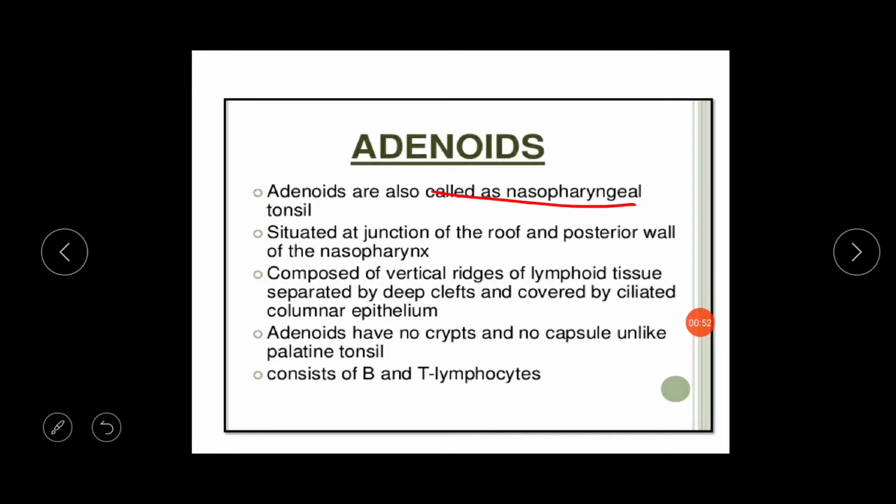Adenoids have no crypts and no capsule like the palatine tonsil. We will talk about the palatine tonsil in another lecture. Usually the palatine tonsils, which are present in the oropharynx, have deep crypts and one capsule over the lateral side. But in adenoids there are no crypts, only clefts, and there is no capsule surrounding the adenoid. Adenoids usually consist of B and T lymphocytes.